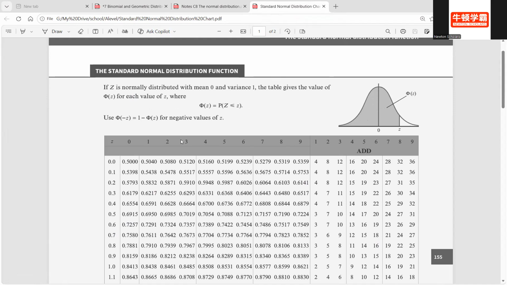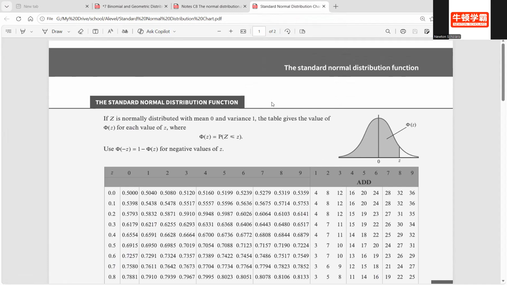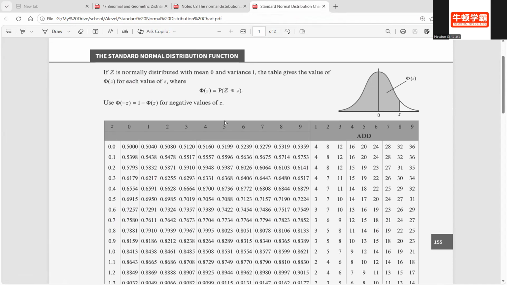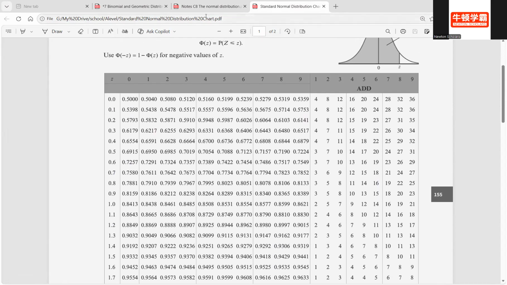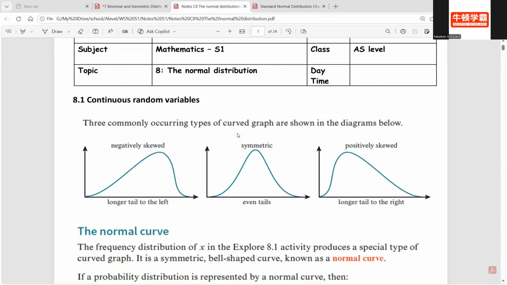In the exam, I think you will receive a booklet. The booklet actually provides you this standard normal distribution function table. This table helps us to solve problems for the normal distribution. Now we go for the first one, continuous random variable.